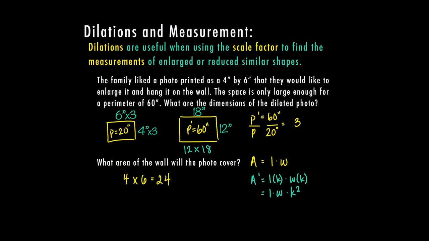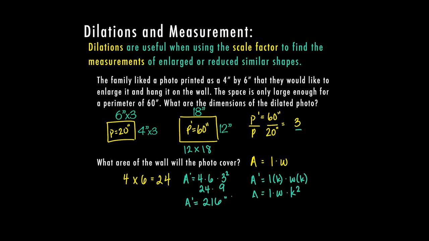So a shorter way to do this, instead of 12 times 18, I could do length times width from my original. So length times width, 4 times 6 times 3 squared, because my k was 3. So now I have 24 times 9, which equals 216. So my area of my prime figure is 216 square inches.